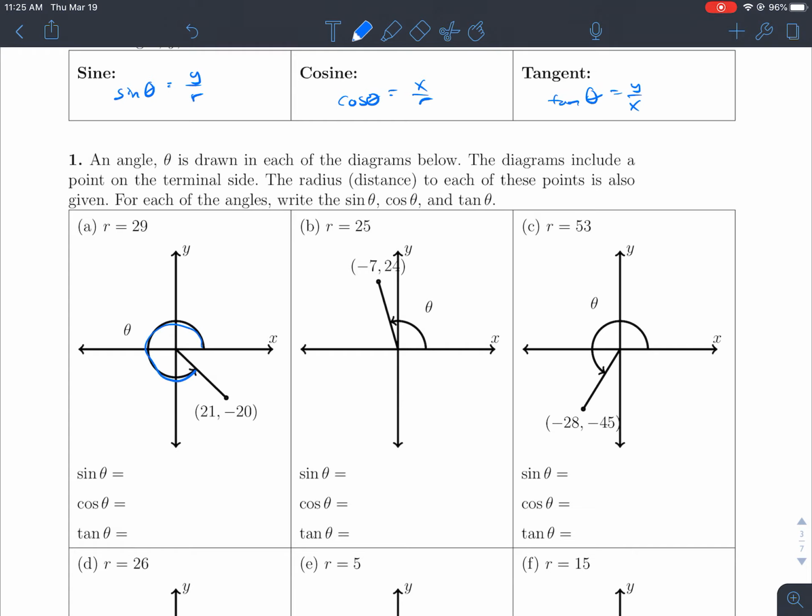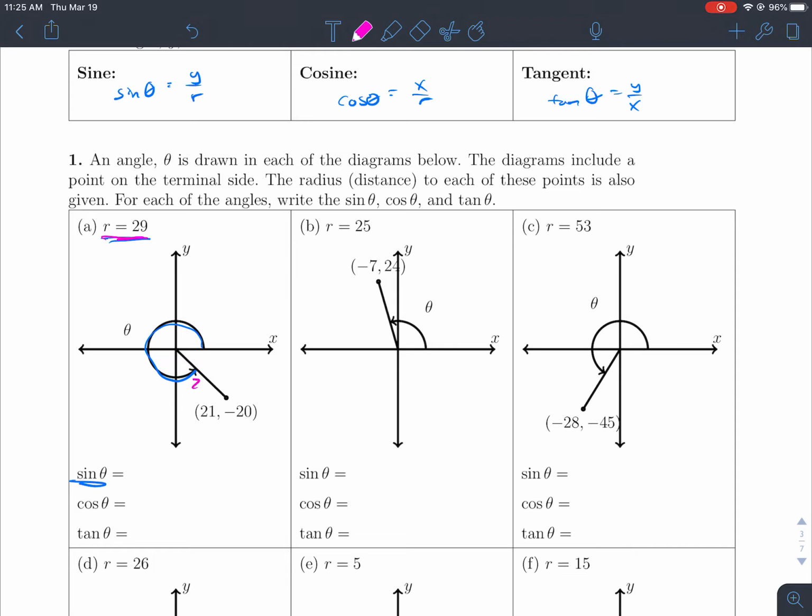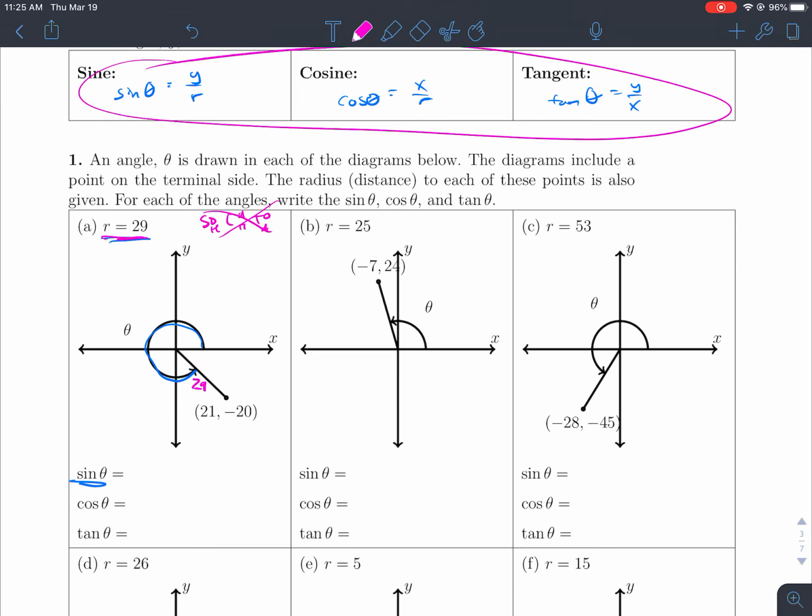So even though this angle is way too big to fit in a triangle, we know that the sine of theta, oh, actually, let's just label the r value first. I'm going to switch colors for a second. R value is 29. We know that the sine of theta, well, we can't build a triangle, so we can't use SOHCAHTOA. So our only option is to use our new formulas up here. So we know that sine is the y coordinate divided by the r coordinate, or the r value. So negative 20 divided by 29.